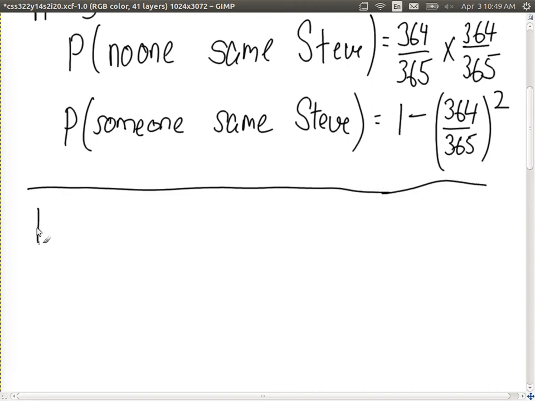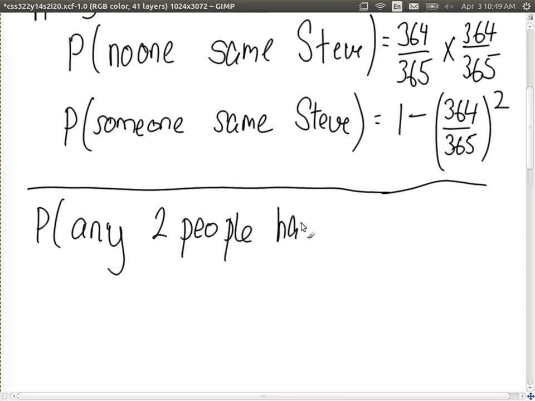Probability that any two people have the same birthday. That's what we want to know. Again, in this case, don't worry about my birthday, but in a group of students here, what's the chance that just some of you, one pair of you, have the same birthday?